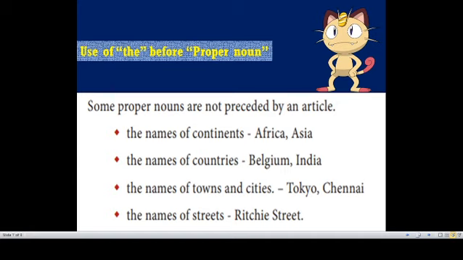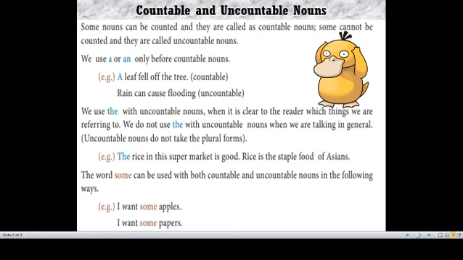So likewise, before the names of towns and cities we should not use 'the'. Names of streets also we should not use 'the'. So these are some proper nouns before which we should not use the definite article, or any article before the words. Next, let us see about countable and uncountable nouns.